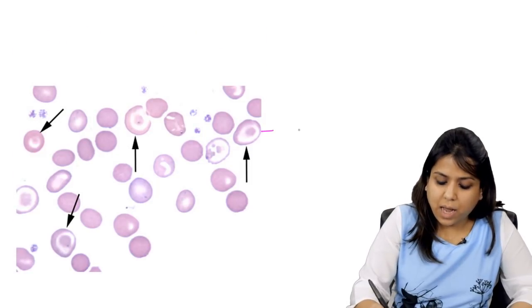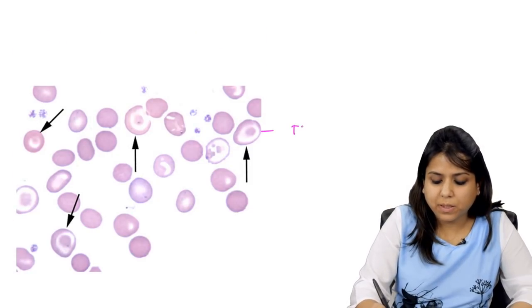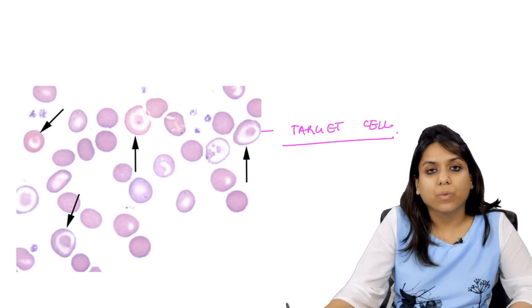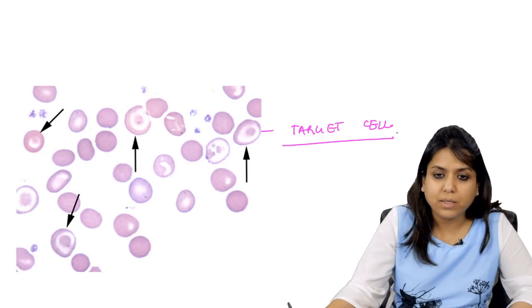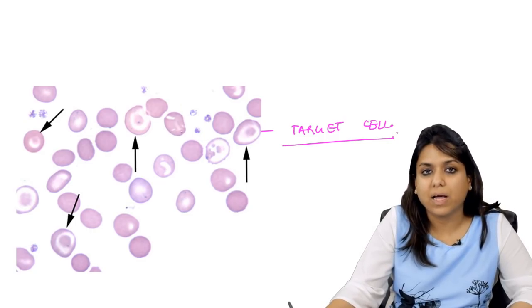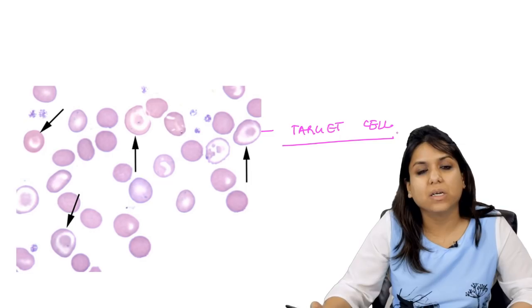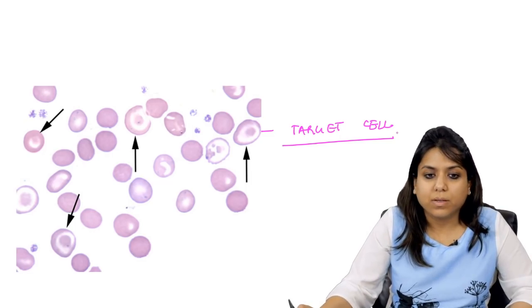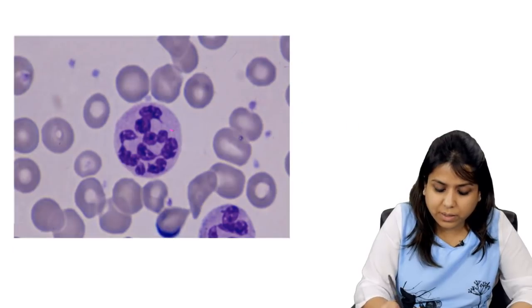Next, this arrow cell is basically a target cell. Target cell is a characteristic feature of what? Thalassemia, right? Target cell is a characteristic feature of thalassemia. Can also be seen in liver disease, iron deficiency anemia. This cell again can be asked in the exam.